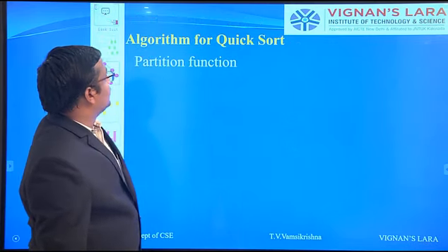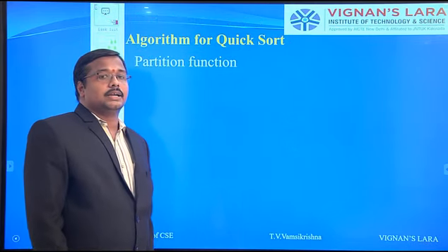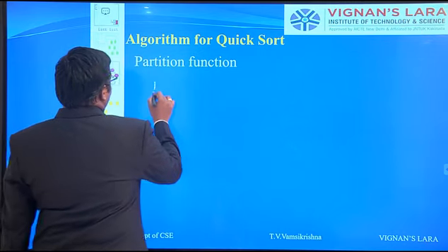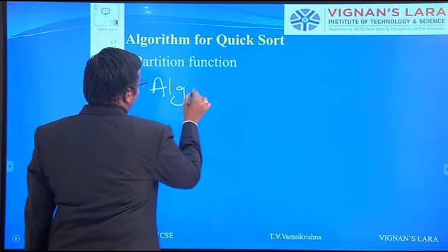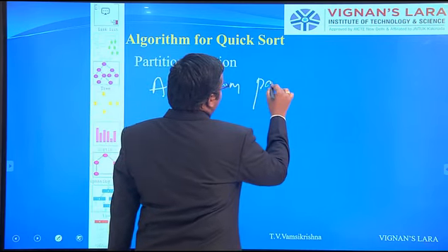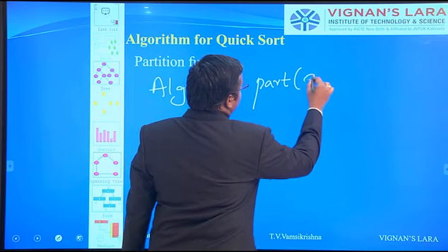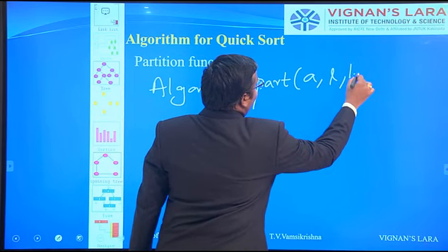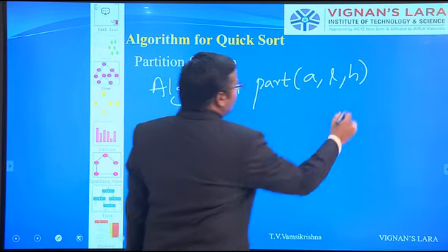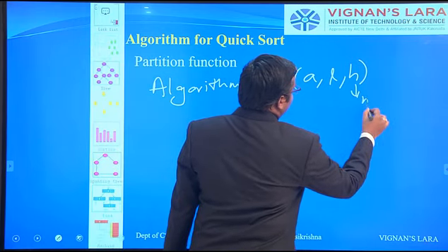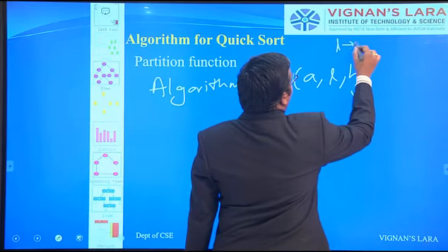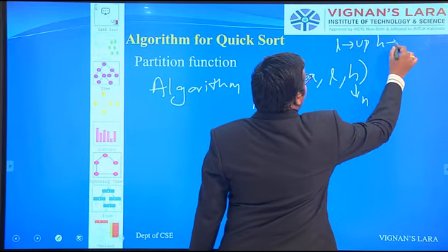Okay, the next: what is the algorithm for quicksort? Here two functions are there. One function is the partition function. Algorithm partition. Here we need three parameters. Generally H refers to N, L refers to up, H refers to down.